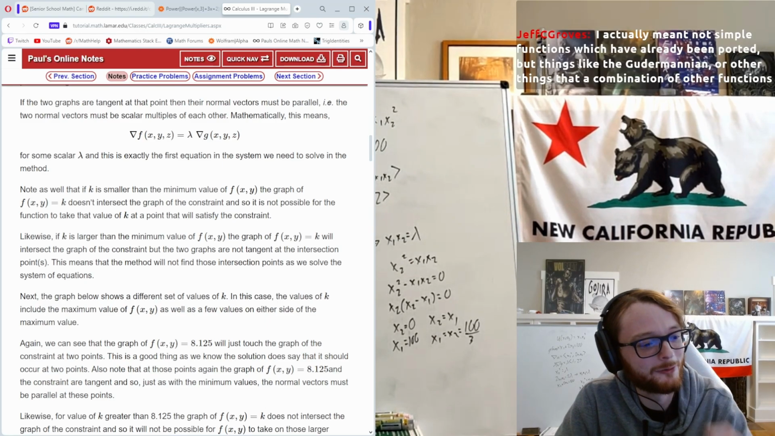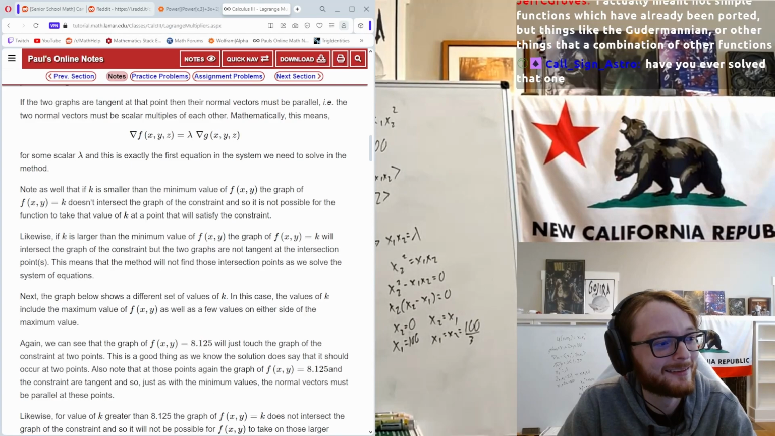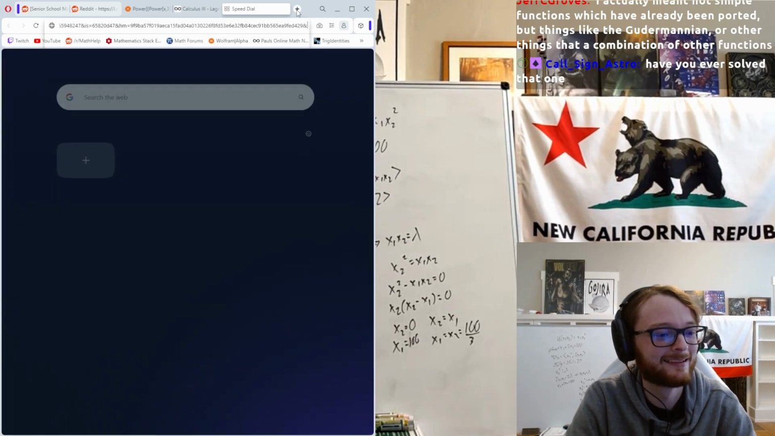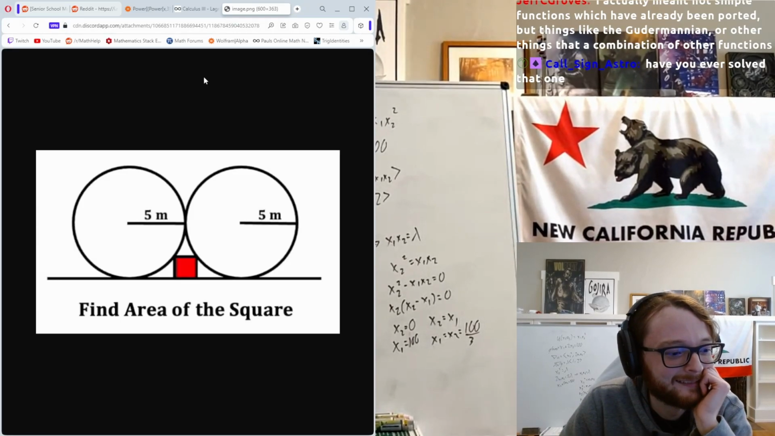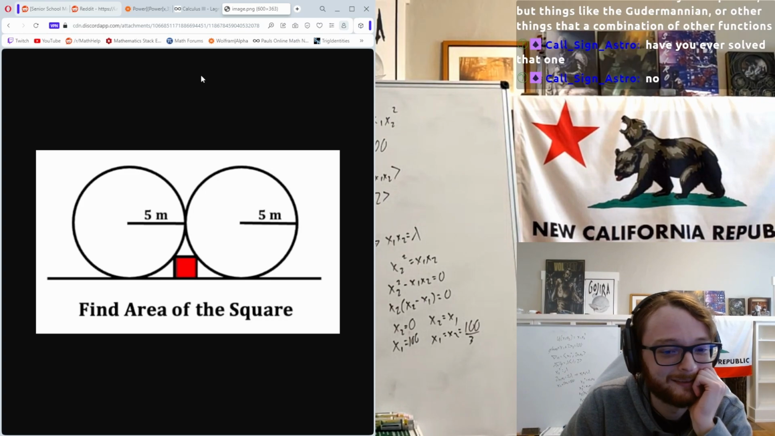I'm not sure exactly how you do that one. Is that a meme? It's not actually possible. It's not. I don't think I've solved this one. Given it's a square.